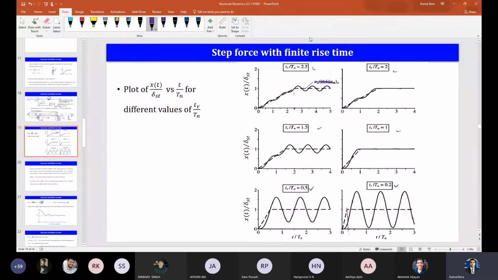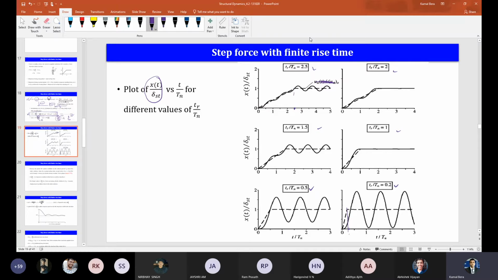So how the response is getting modified, that plot is done here. Plot of x by delta st versus t by tn for the different values of tr by tn. All the oscillation, wherever it is occurring, is at the system natural frequency. Okay, perfect. Now, there are some interesting features which need to be discussed.